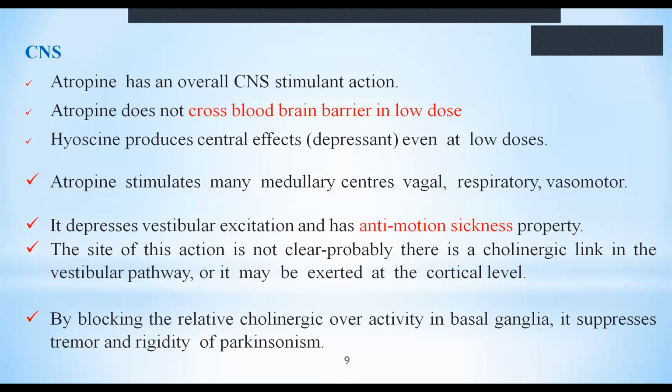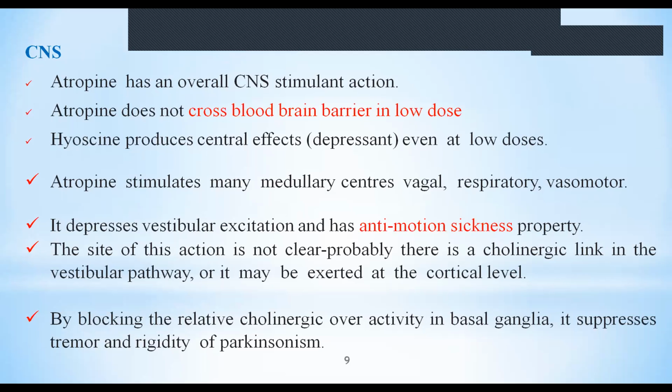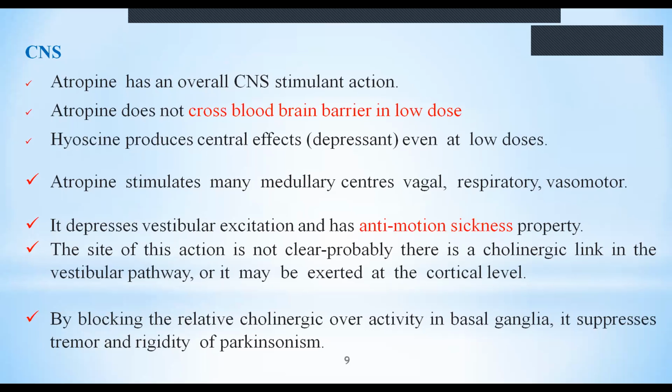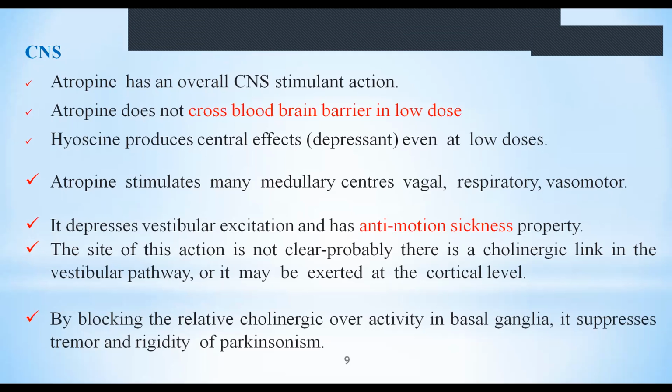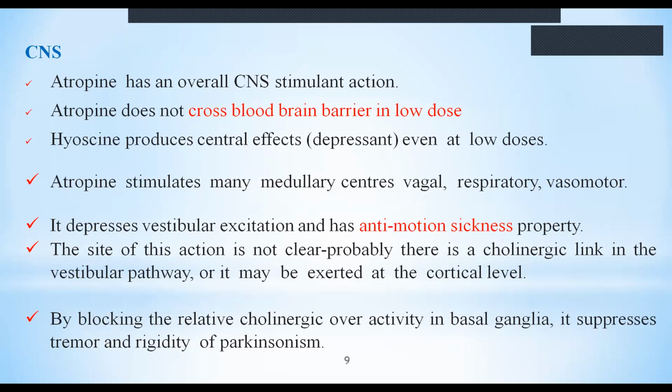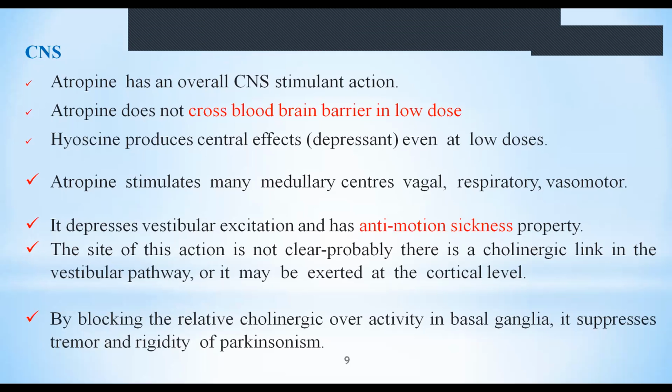Atropine stimulates many medullary centers, especially the vagal, respiratory, and vasomotor centers, in very high doses. In normal and very low doses, it is not going to do so, whereas in high doses it is going to cause all these signs. It also depresses vestibular excitation and has an anti-motion sickness property. Motion sickness is a very common problem in many individuals. Whenever they are traveling in a car, they get vomiting. The site of action is probably not understood, but there may be a cholinergic link in the vestibular pathway, or it may be exerted at the cortical level at a little higher doses.